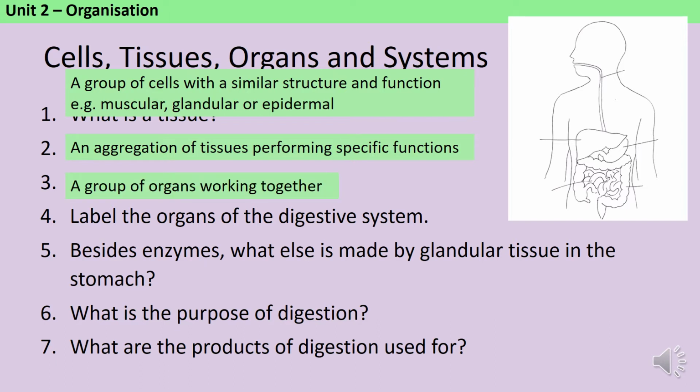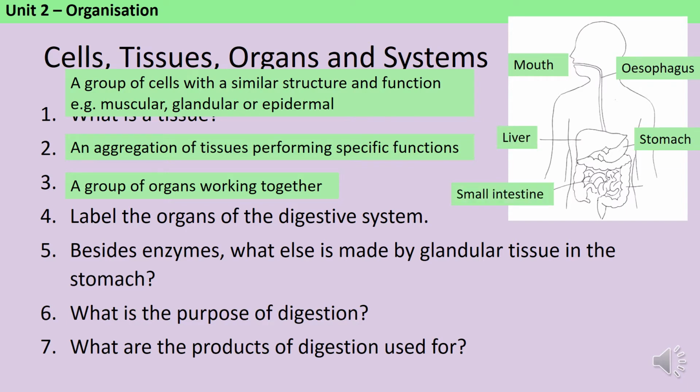One example of an organ system is the digestive system, and you should be able to label the mouth, the esophagus, the liver, the stomach, the small intestine, and the large intestine. You also need to know that just underneath the stomach is the pancreas. Besides enzymes, the glandular tissue in the stomach makes hydrochloric acid.